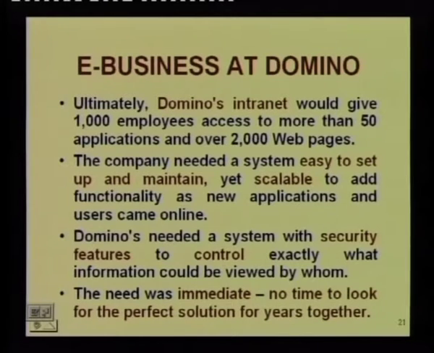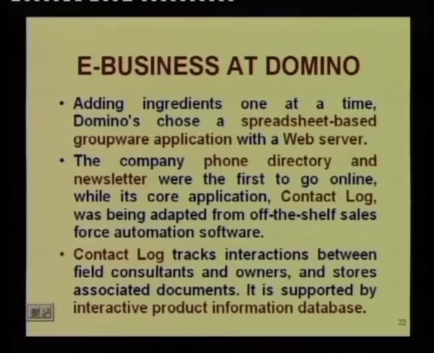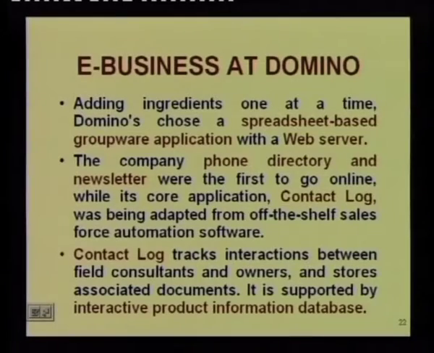Domino's needed a system with security features to control exactly what information could be viewed by whom, and it is immediate. You cannot really wait for the perfect solution for years together; this need should be fulfilled immediately. That means, you cannot wait. So, adding ingredients one at a time, Domino's chose a spreadsheet based groupware application with a web server. The company's phone directory and newsletter were the first to go online, while its core application, the contact log, was being adapted from off the shelf Salesforce automation software.